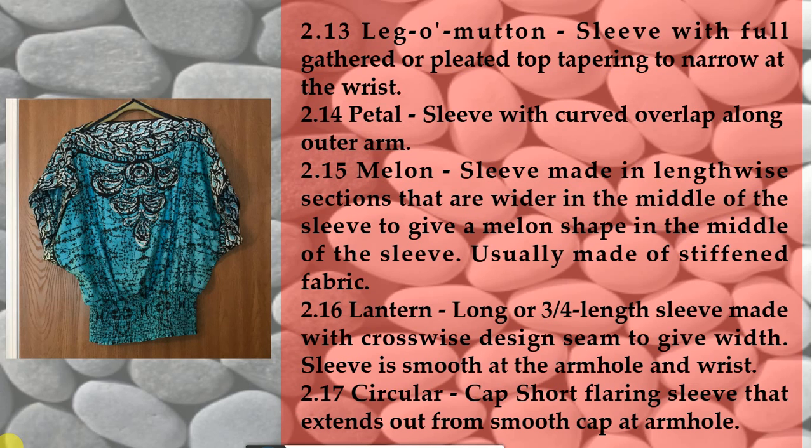Usually made of stiffened fabric. 2.16 Lantern. Long or 3/4 length sleeve made with crosswise design seam to give width. Sleeve is smooth at the armhole and wrist. 2.17 Circular cap. Short flaring sleeve that extends out from smooth cap at armhole.